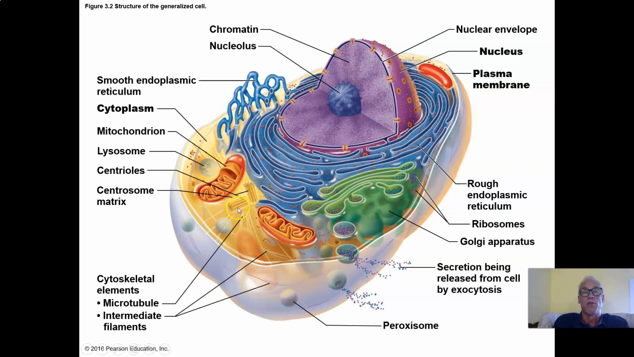Here we see some centrioles that are important in cell division. We can even see emanating from the centrioles some microtubules, and we'll talk more about the microtubules when we talk about the cytoskeleton.